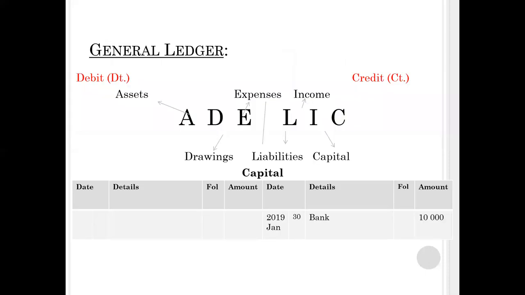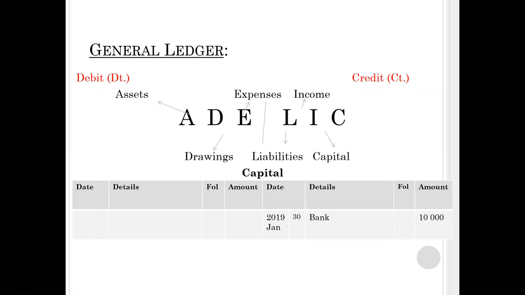Right, and then yesterday I told you about Lady Adelik. Just again, the A is for assets, the D for drawings, the E for expenses, the L for liabilities, the I for income, and the C for capital. The first three, that means the assets, the drawings, and expenses, every time you're going to do those entries on the debit side of the T account, and if it is liabilities, income, and capital, then you're going to do it on the credit side of the T account. But what is important here is you need to know what is assets, what is expenses, what is income, etc.